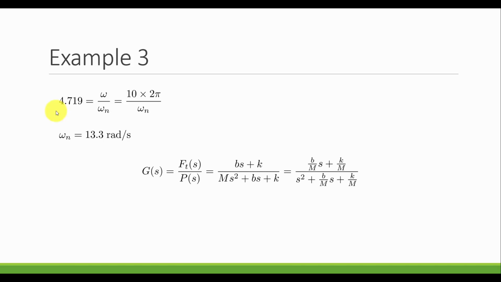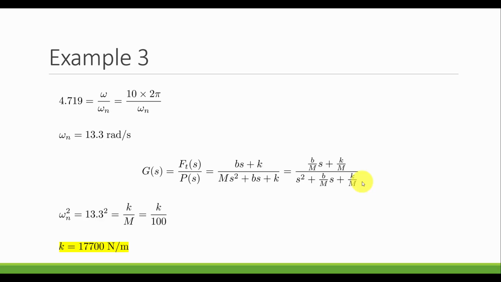Now, how can I use this? Well, remember I had my transfer function put into that standard form, and I know that my constant term, k over m, is going to be omega n squared, my natural frequency squared. So it has to be true that k over m equals 13.3 squared. Well, m was given to us, the mass of the system was 100 kilograms, so the only thing I don't know then is what the spring constant is. Keeping 3 significant digits, the spring constant has to be 17,700 newtons per meter, or 17.7 kilonewtons per meter.